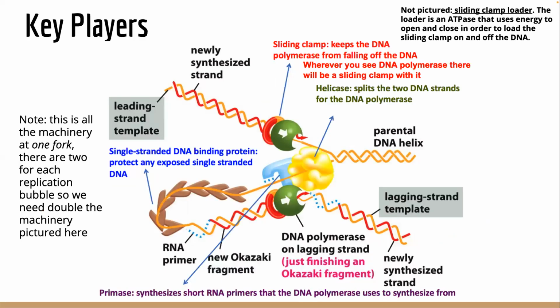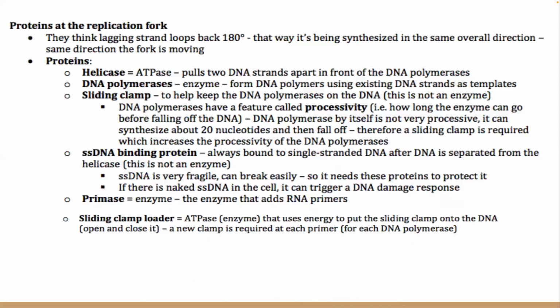Okay. So this is just a little bit more about each of the proteins at the replication fork. Not in this picture is a sliding clamp loader, which is an ATPase and uses energy to open and close to load the sliding clamp onto the DNA. Also, it's important to note that the sliding clamp itself is not an ATPase, just the loader. And then this is just another list of all the definitions of what they do, similar to this.